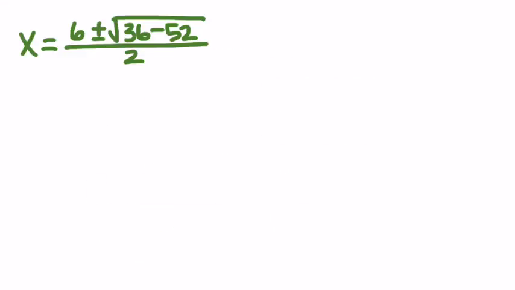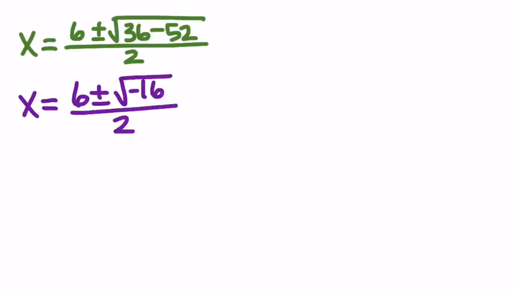Okay, so now we're going to simplify underneath the radical. I'm going to write everything else the same. x is equal to 6 plus or minus the square root of 36 minus 52, which is a negative 16, all over 2. So at this point, I see the negative underneath the radical. That should remind me of imaginary numbers from section 4.